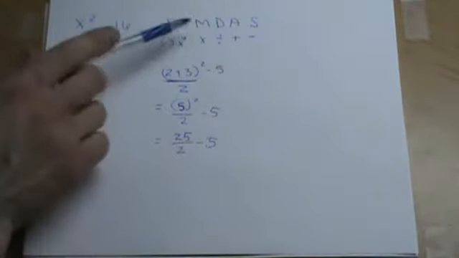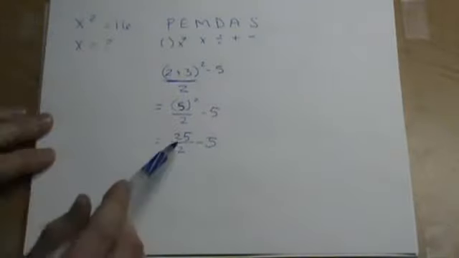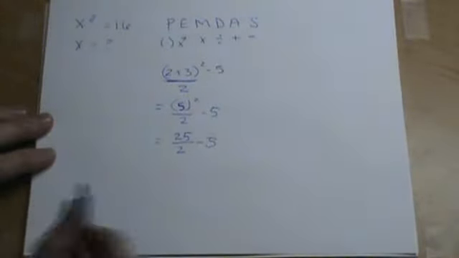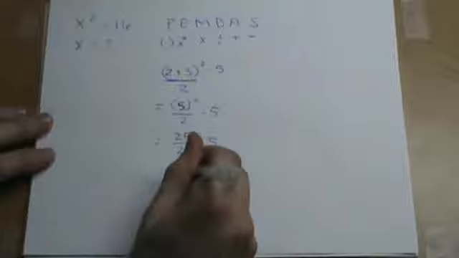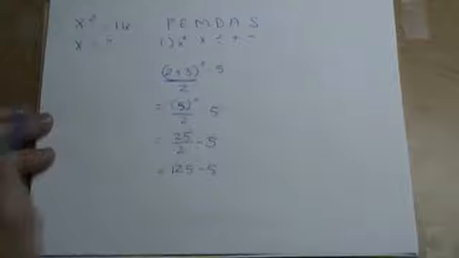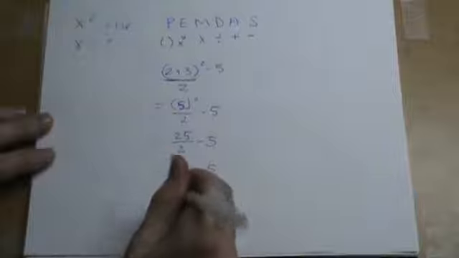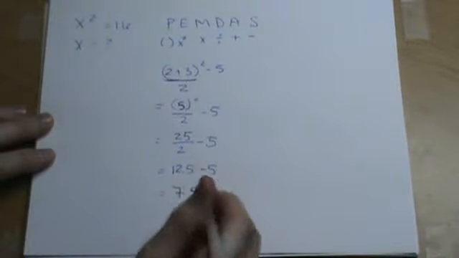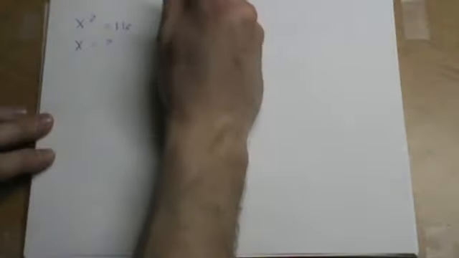Then it says do your multiplication or your division. It doesn't matter what order you do these. So I have division, so I'm going to do that right now. 25 divided by 2, let's see, that would be 12.5. And then I keep that minus 5. And lastly, I have to do subtraction, addition and subtraction, the A and the S. I don't have any addition, so I do subtraction. So 12.5 minus 5, let's see, that would be 7.5. So here's our answer.